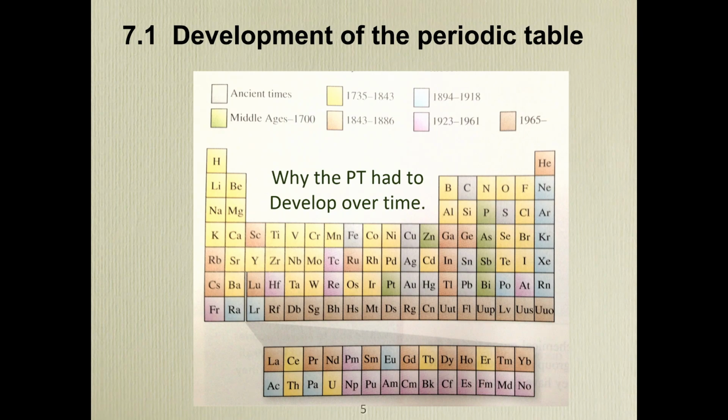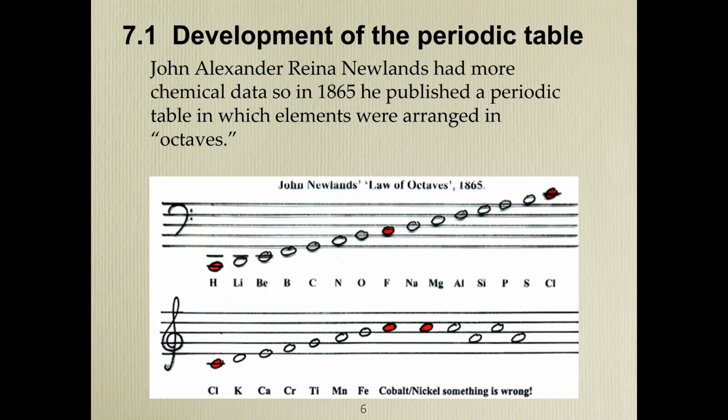Okay, so why did the periodic table have to develop over time? You don't have to memorize this by any stretch, but again, there was very few elements that were known when he did this. So a lot of the elements were discovered later, so it just shows you how many elements were missing. Then, next guy to put in your homework is called Newlands.